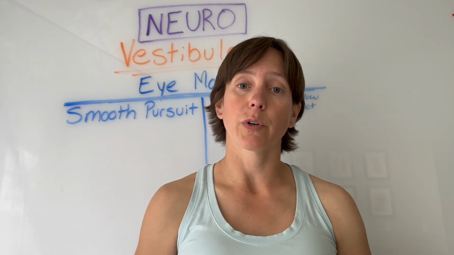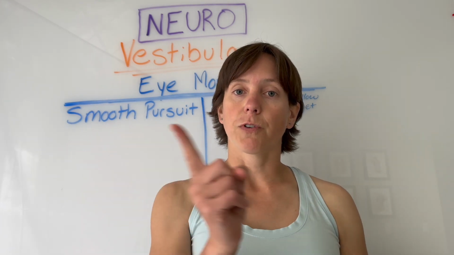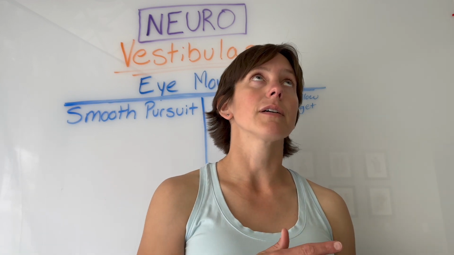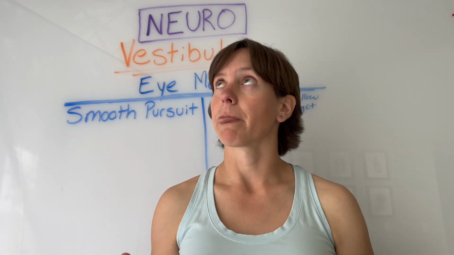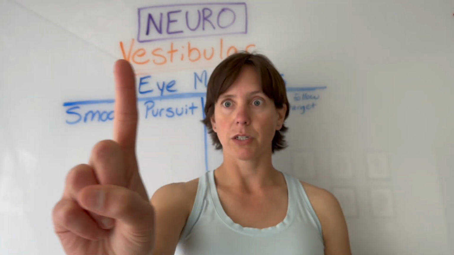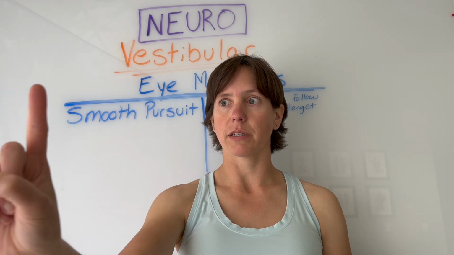First eye movement we're going to go over is called smooth pursuit. It allows the eyes to follow a slow moving object. So for example, if you're watching a bird fly across the sky. To test this, you will take your finger and have the patient watch your finger while keeping their head still.